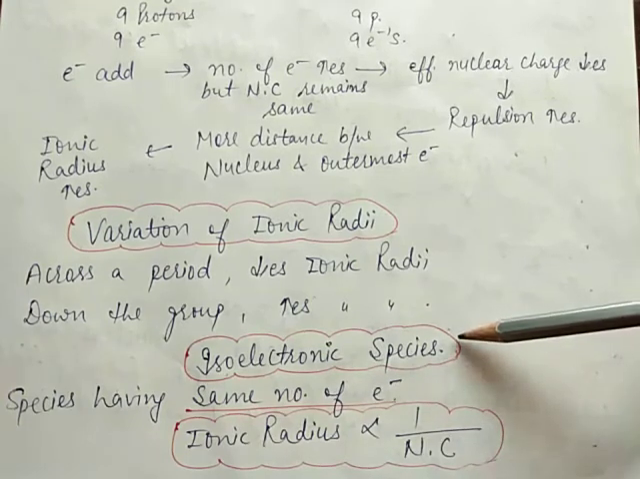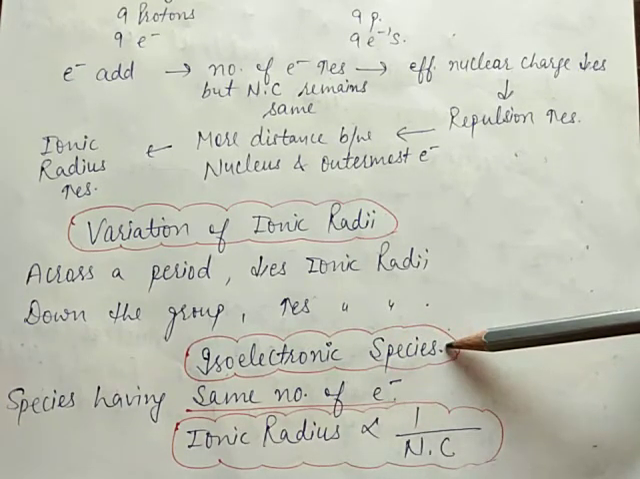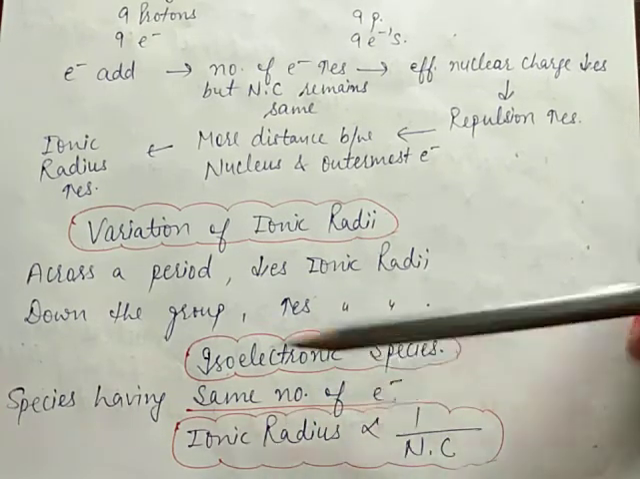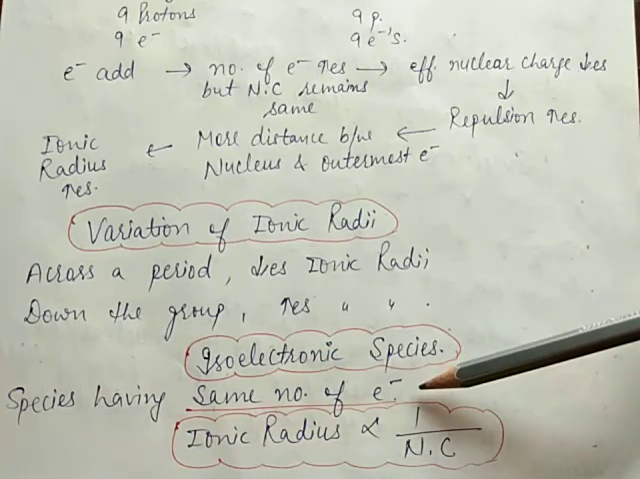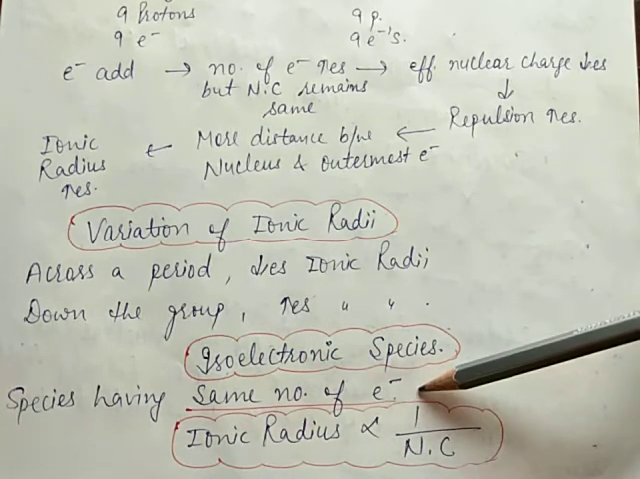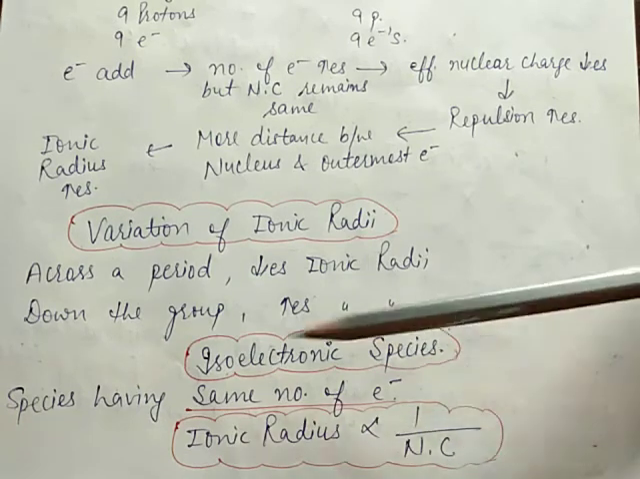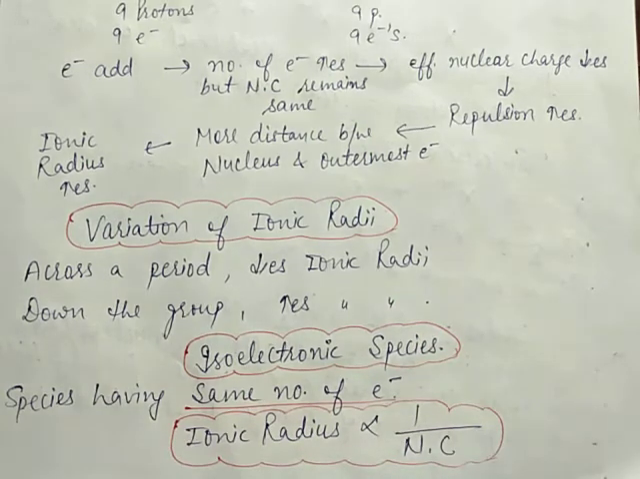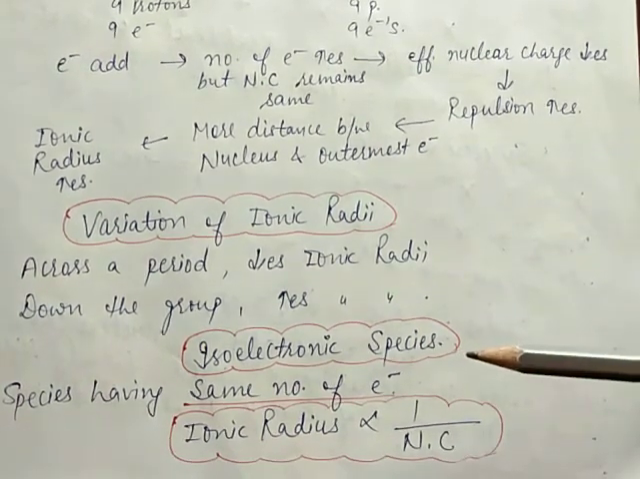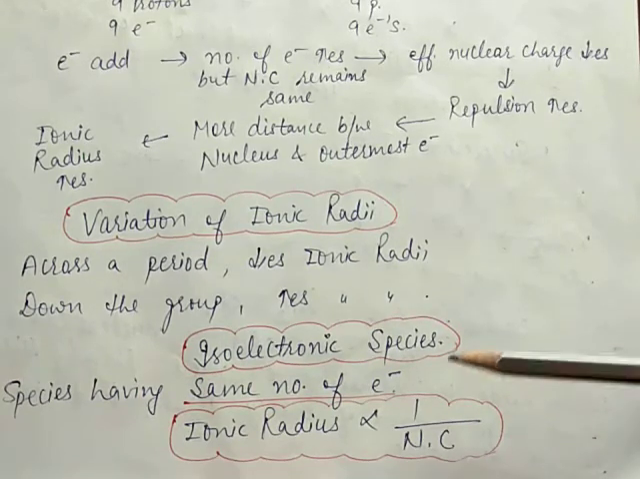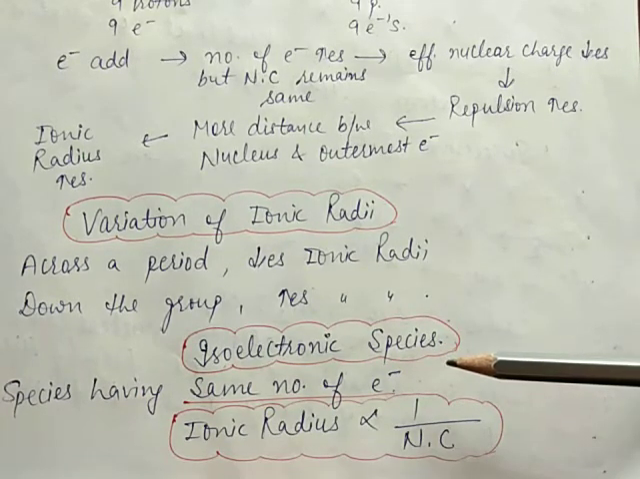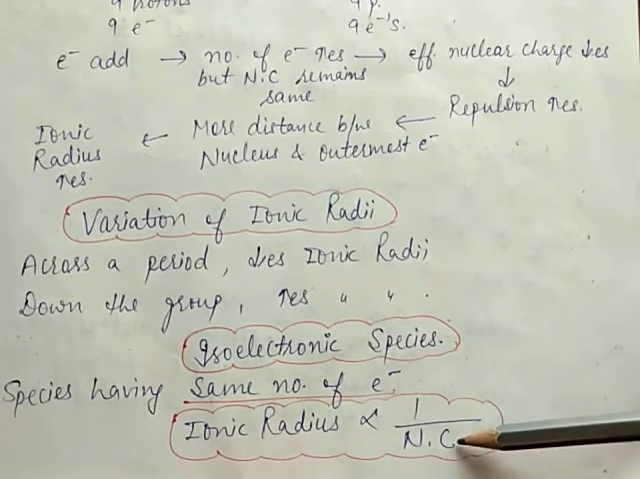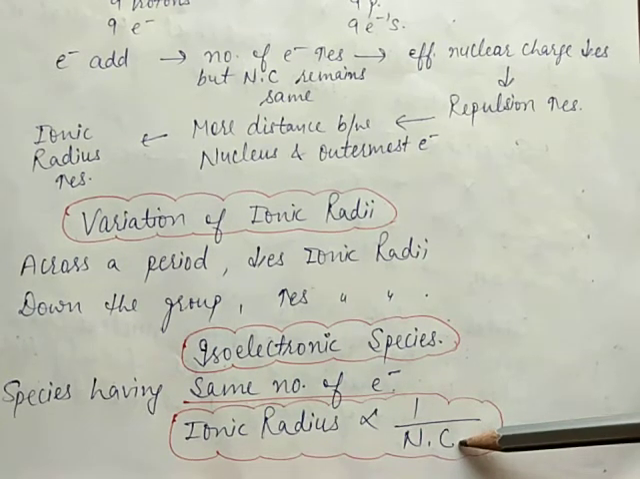Now next topic is isoelectronic species. Iso means same, electronic means electrons: species having the same number of electrons are called isoelectronic species. Species means atoms or ions. For isoelectronic species, the number of electrons, number of valence electrons and electronic structure are all the same, but the nuclear charge is different. Here we take one example.